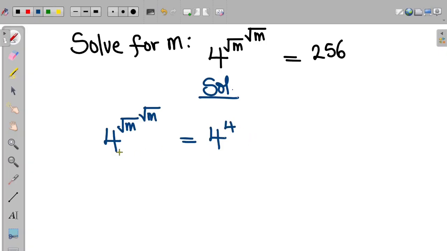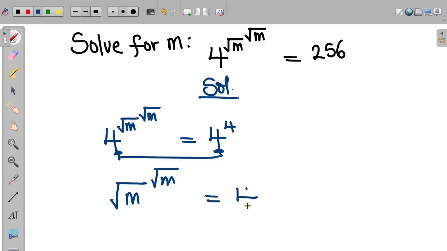Now, if you observe the left hand side and the right hand side, both of them have the same base. So we can say that root m to the power of root m is equal to 4. But just to remind you that root 4 is equal to 2 and 2 squared is equal to 4.